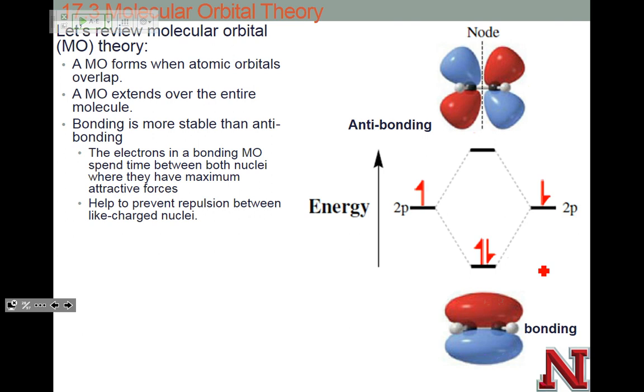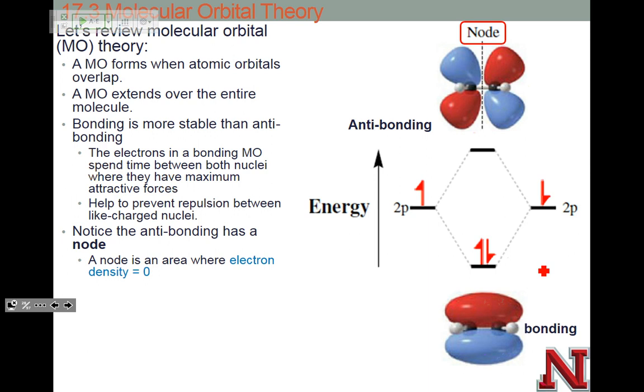Bonding is going to be more stable than anti-bonding. Bonding is when we have constructive overlap. Anti-bonding is when we have destructive overlap, and here we have a node. So notice that anti-bonding has a node, a place where electrons cannot be. Remember, this is all probability and based on a big mathematical equation that we're not going to have to know, but we just have to be able to map this out. Because the electron cannot be there, remember our electrons want more space. The less space we give an electron, the less stable, so the higher in energy. So that's what we're mapping out.